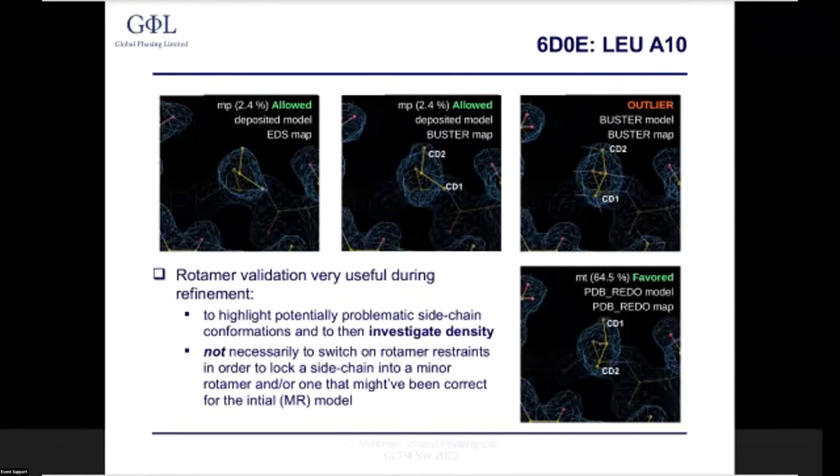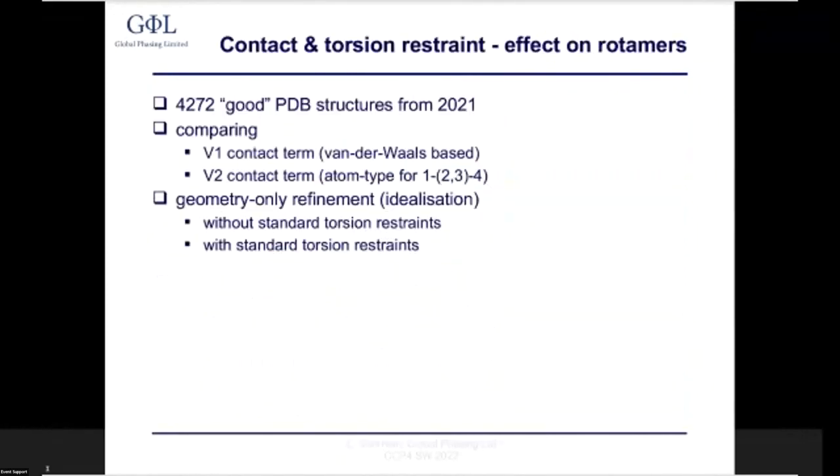We've talked about the 2019 change in BASTA regarding 1,4 contact terms. So what effect does a change of the contact term implementation have on refinement and overall model quality? We took some 4,000 X-ray structures from 2021 with reported resolution of 2 angstrom or better and compared the geometry-only refinement or idealization using the two different implementations.